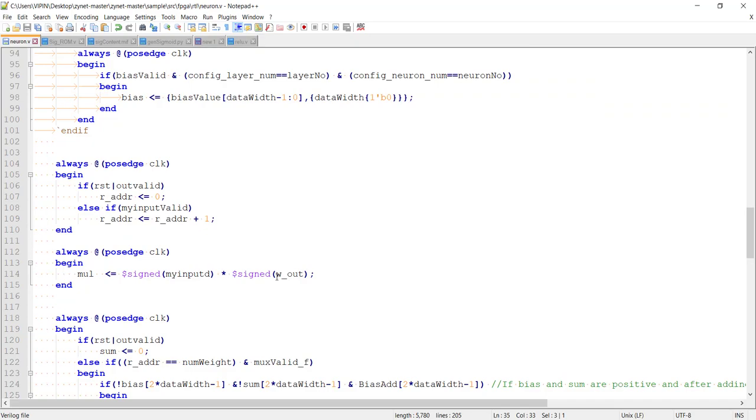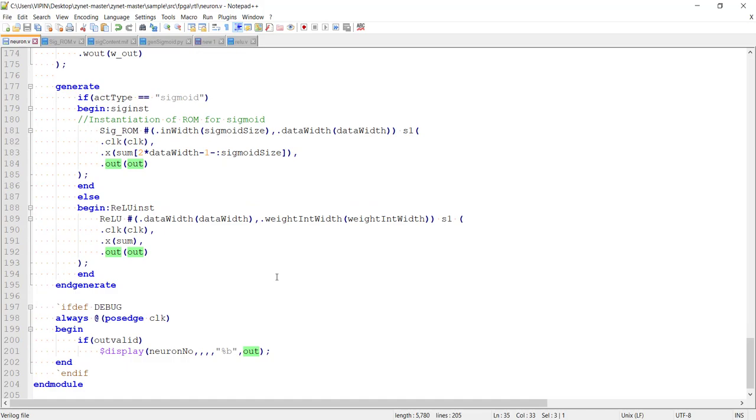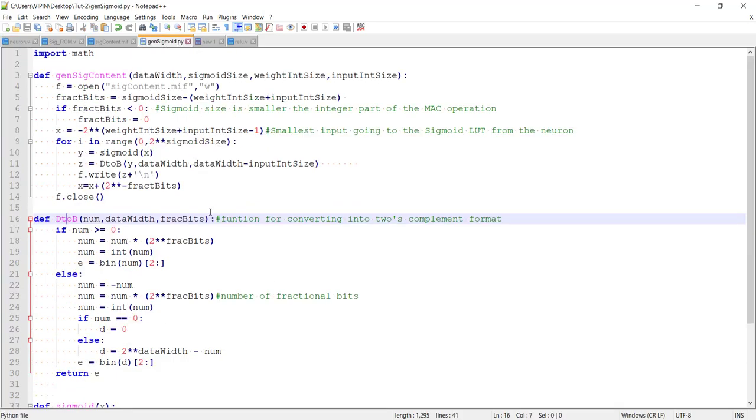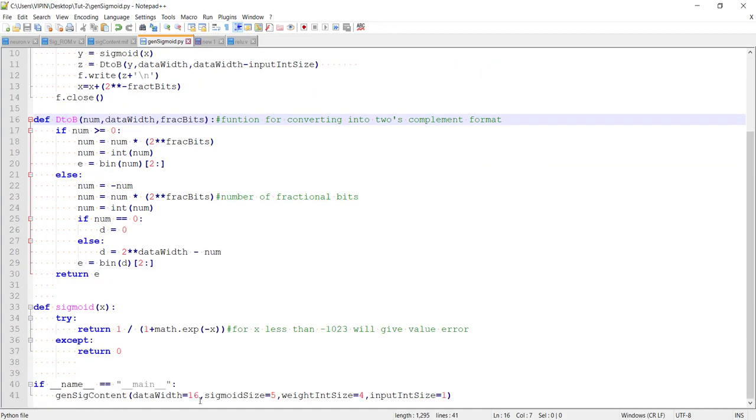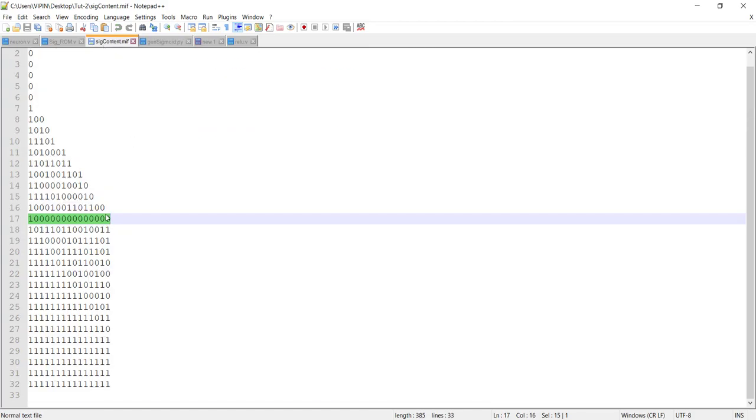So I hope you will check this out, and if any clarification is required, please ask me in the comments. I will also put the script, so you can try with different data widths and different sigmoid memory sizes, for different integer parts for these two, and you can see how the output comes. The only thing you need to always keep in mind is that the center value should be approximately 0.5, representing when the input is 0. All the values above that go out when the input is negative. All the values below this go out when the input is positive.